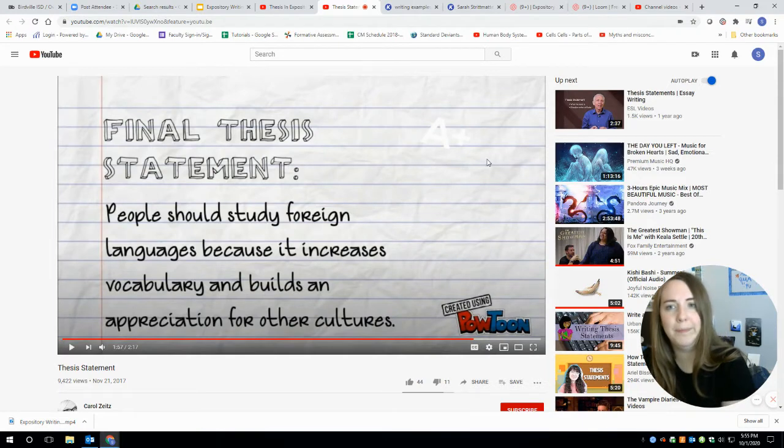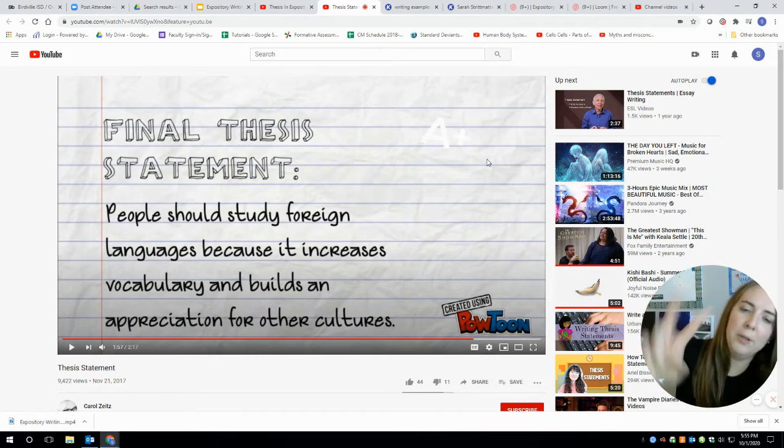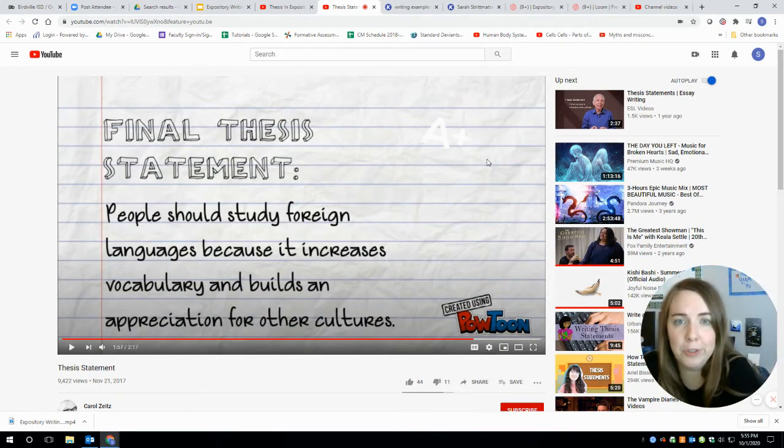Here's our new one. People should study foreign languages. There's our claim. Because 1, it increases vocabulary, and 2, it builds an appreciation for other cultures. Well, now we're talking. Now we have something to write about. So your first body paragraph in this essay will be about how it can increase your vocabulary. The second body paragraph will be about how it can build an appreciation for other cultures and why that's important.